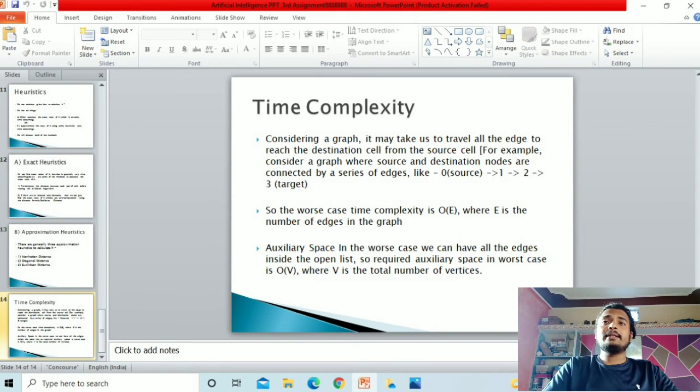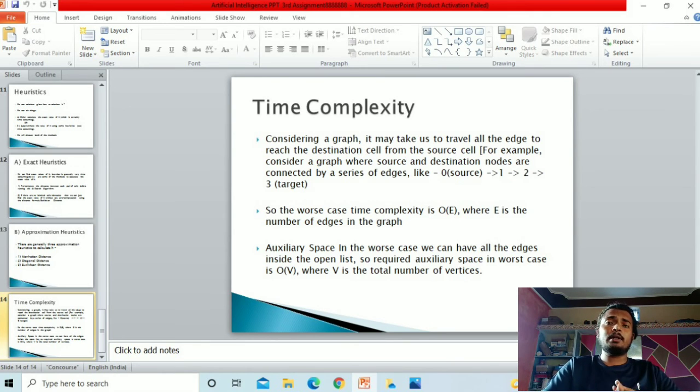The other point is time complexity. What is time complexity in the A star algorithm? Consider a graph. When we consider a graph, it may take several steps to travel all the edges to reach the destination cell from one source to another. Source and destination nodes are connected by a series of edges like that given in the PPT. And the second point is, the worst case time complexity is O(E), where E is the number of edges in the graph.